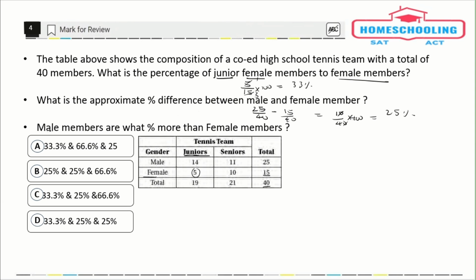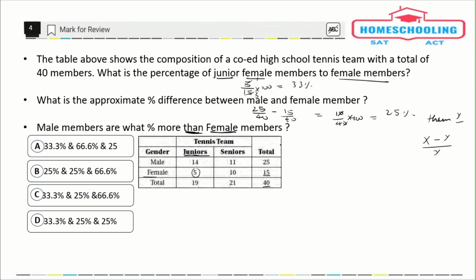Now, in the third part of the question, it says the male members are what percentage more than. So as we have read a few slides back, than is the keyword, and the thing that is coming after than would be taken as a base. As we have read in the basics, x is what percentage more than y, so y would be taken, because after than y was coming. So here after than female is coming, so female would be taken as a base here.